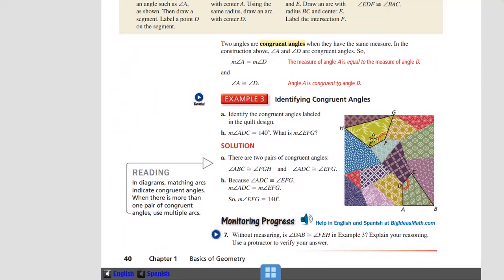So see the little marks here? You'll recognize that from the practice problems for the test. When they have the same marks, it means they're congruent. So G and B are congruent angles, and F and D are congruent angles. And so if this angle has a degree, they said this one was 140. If this one's 140, this one has to be 140 because they're congruent.